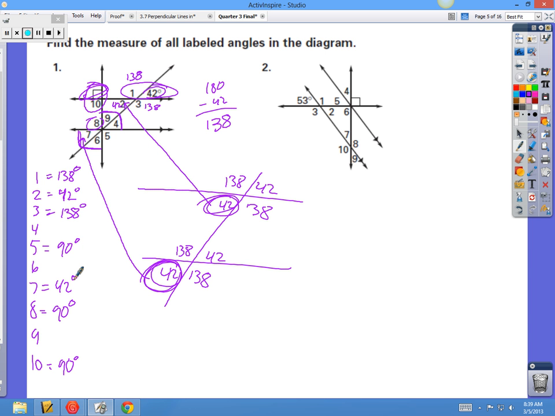If 7 is 42, then I know this one's going to be 42, which is angle number 4. So 4 is 42 degrees. And then I can get 6, because I know 6 plus 7 has to be 90. So if I do 90 subtract 42, that's going to give me 48. So 6 has got to be 48 degrees, and 9 is a vertical pair, so it must also be 48 degrees. Because look at 2.